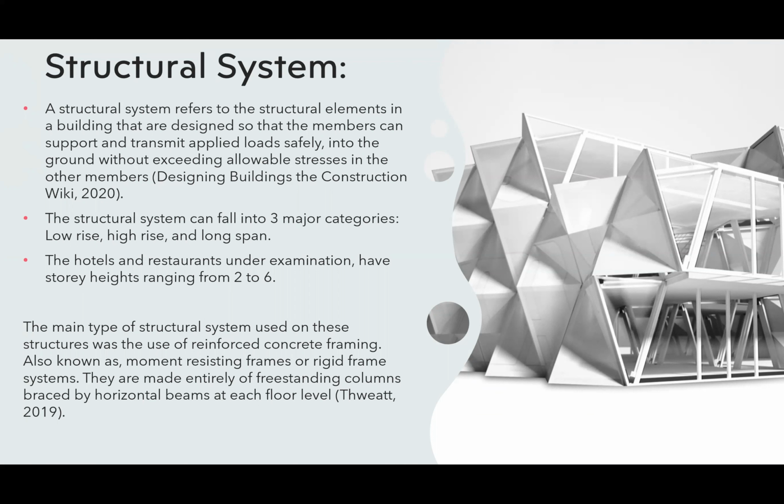The main type of structural system used on these structures was the use of reinforced concrete framing, also known as moment-resisting frames or rigid frame systems. They are made entirely of freestanding columns braced by horizontal beams at each floor level. Tweet 2019. This means the columns are carrying the entire load of the building.